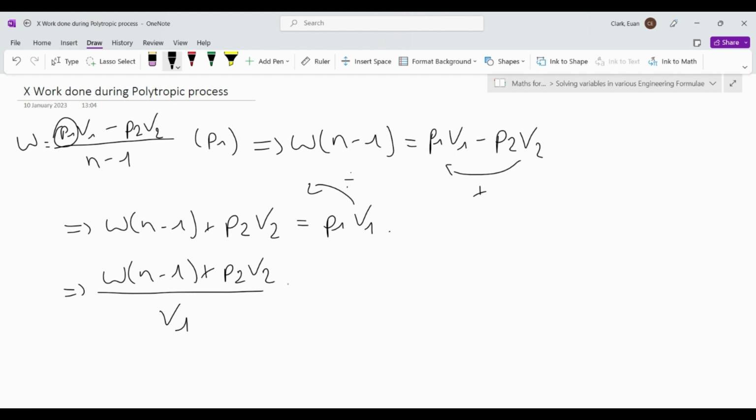And that's equal to P1, final answer. There we go. So these are all the examples for today.